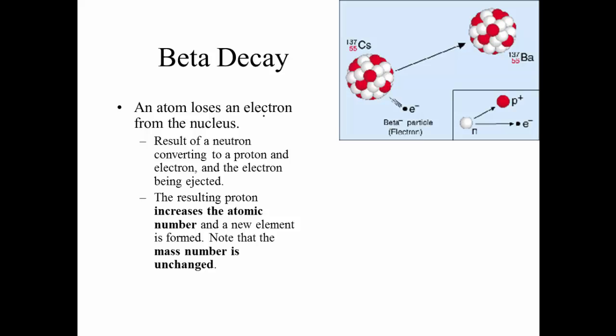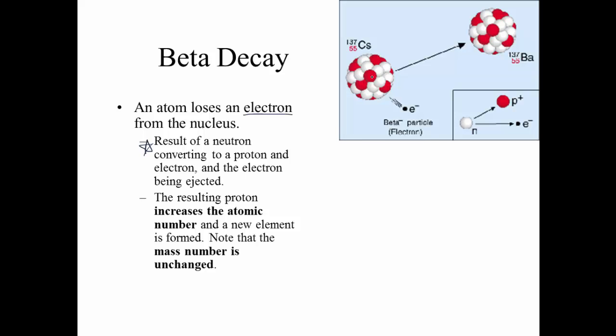So again, this is a particle that's being emitted, and this is when an atom loses an electron from the nucleus. Now, this is a little bit more complicated than what we're going to get into, but you might be wondering, how does it lose an electron from the nucleus? I learned that protons and neutrons are in the nucleus. There's no electrons in the nucleus. Well, here's kind of the strange situation. A neutron in the nucleus converts into a proton and an electron, and then the electron is lost.